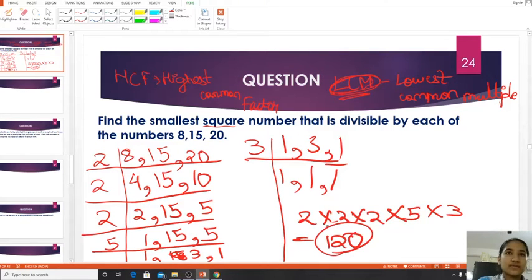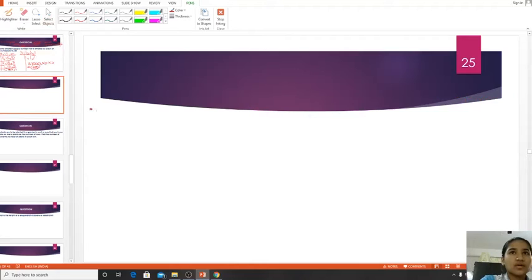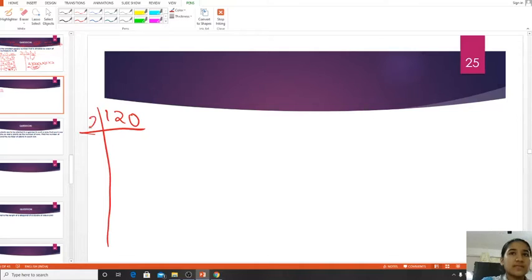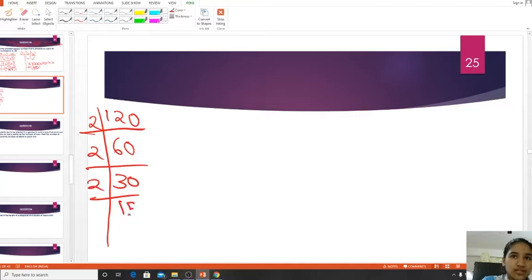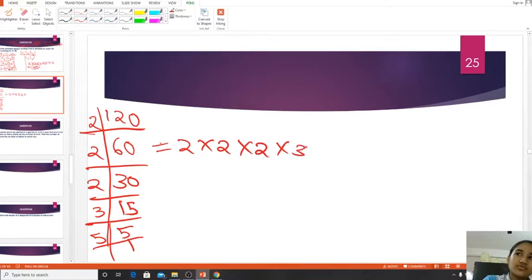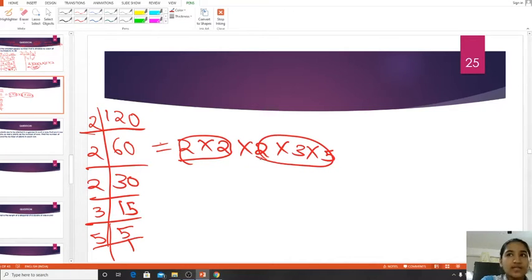But we cannot say it with so much confidence. So we have to check whether 120 is a perfect square or not. So for that, we'll have to go again with the prime factorization method. 2 60s are 120, 2 30s are 60, 2 15s are 30, 3 5s are 15, 5 1s are 5. So we find that there is still something lagging because it is 2 into 2 into 2 into 3 into 5. In this, one pair of 2s we found, but these three are not in pair. So we'll have to multiply with each of them.